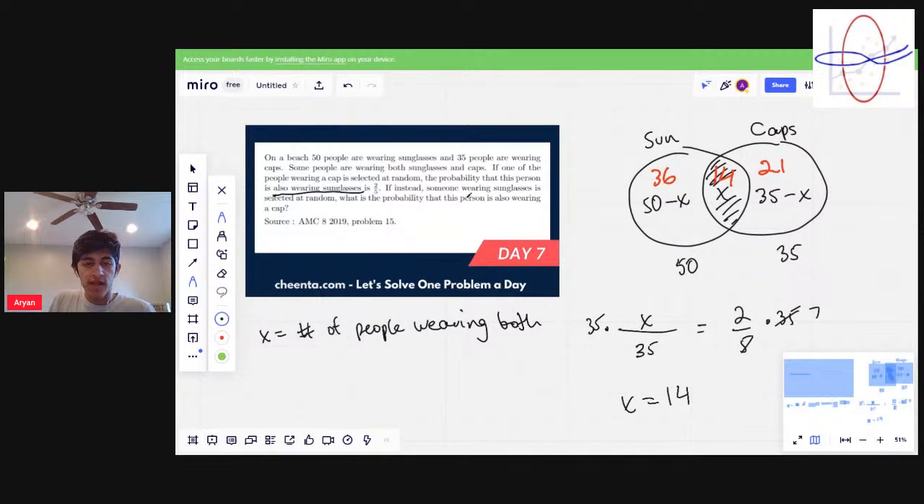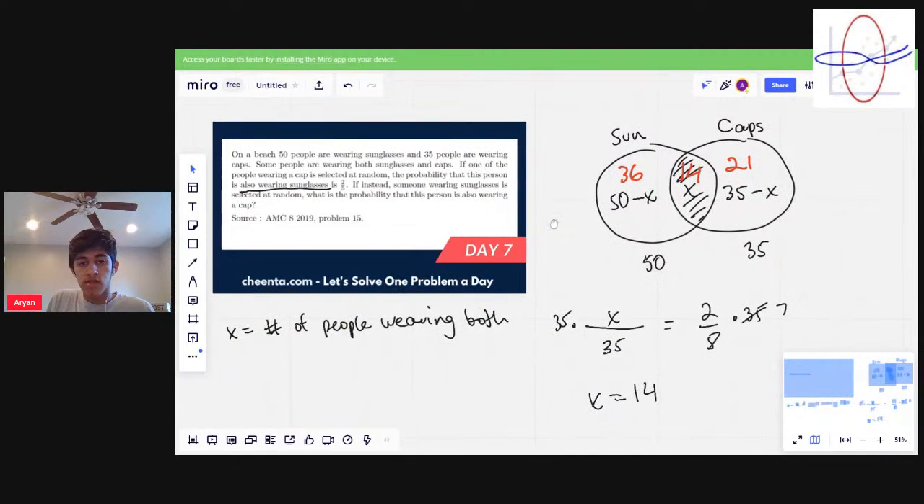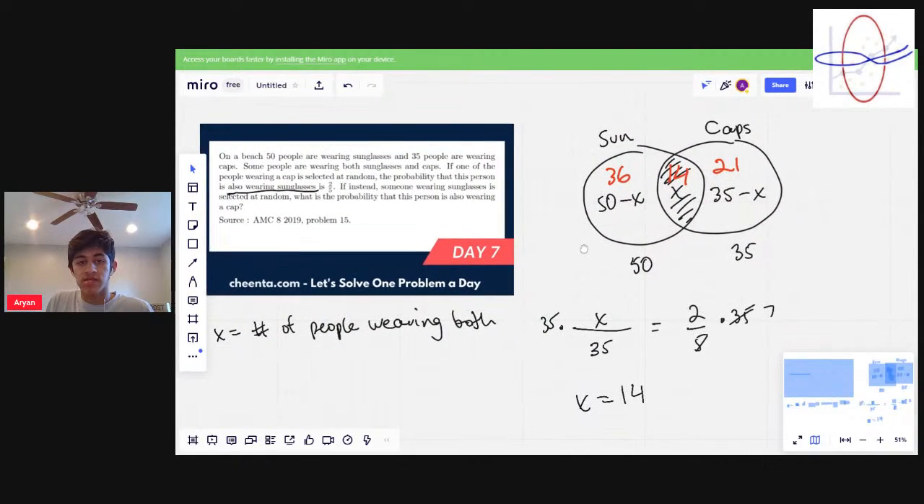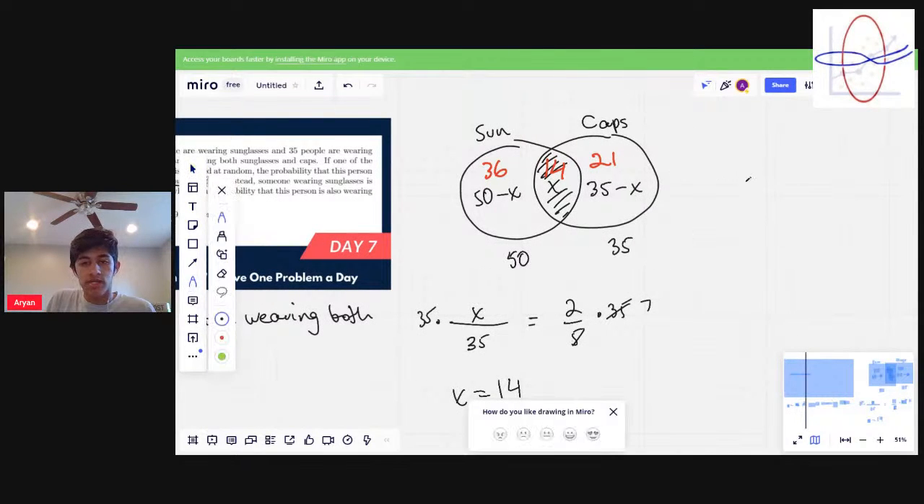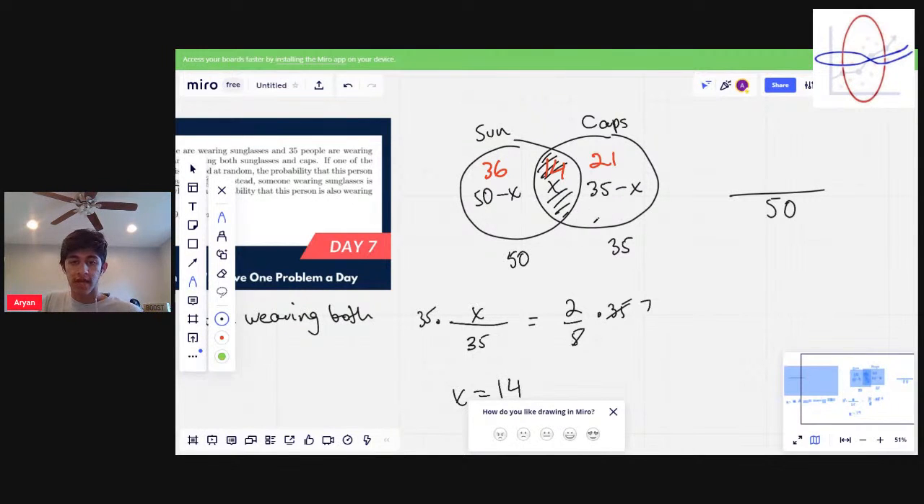So now for the final part of the question, they're asking us to randomly pick someone wearing sunglasses and find the probability they're also wearing a cap. So it's the same setup as before, but now we reverse it. They're saying that someone wearing sunglasses is selected at random. How many people are wearing sunglasses? Well, we know that's just 50, right? That's our denominator. And they're asking what's the probability they're also wearing a cap? Well, that's this 14 number right here. We already figured that out.